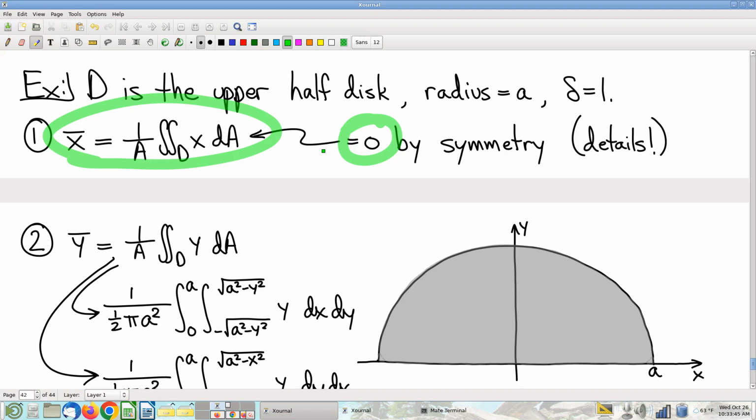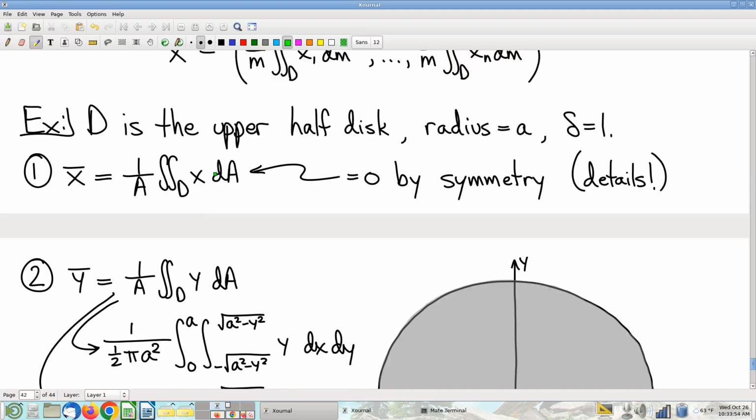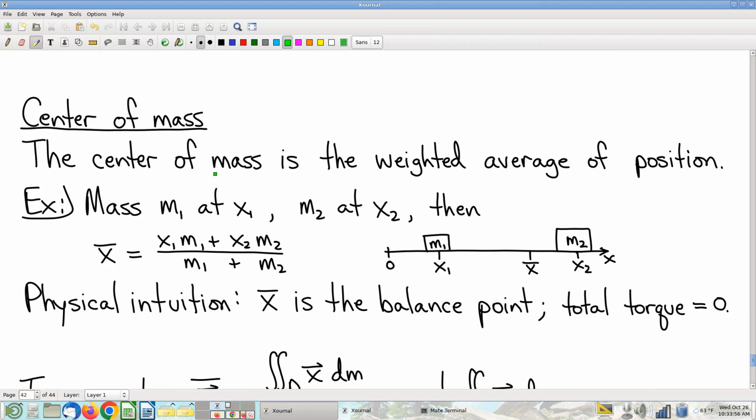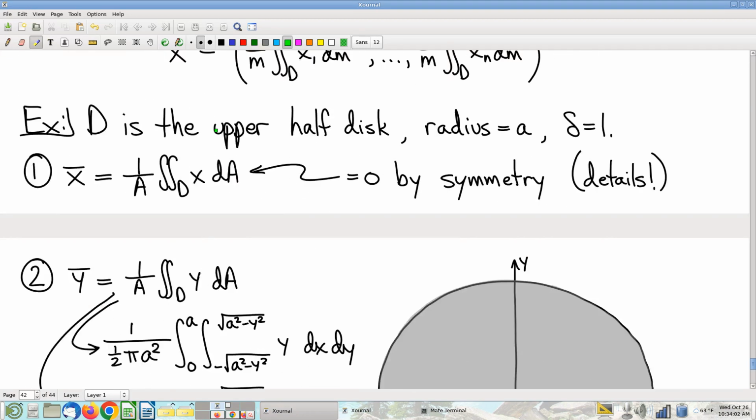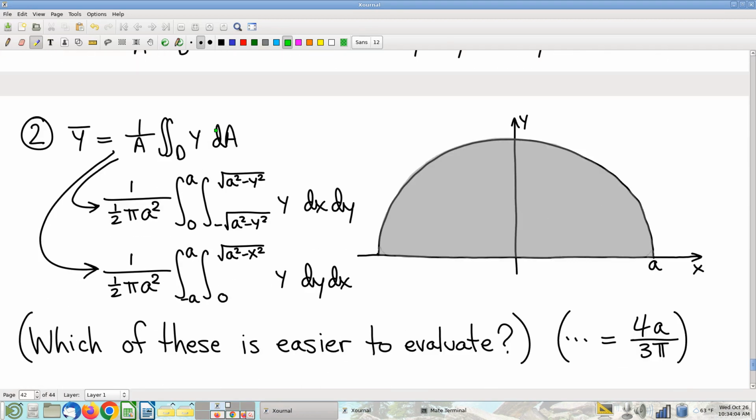Alrighty, let's do the y-coordinate of the centroid. Side note, sorry, I forgot to mention that the word centroid is sometimes an alternative to center of mass. So, the y-coordinate. Here's the formula, a weighted average of the y-coordinate, and details to be done. Obviously, the area is an easy thing to write down. The question is how to compute this double integral, and here are your 2 options.